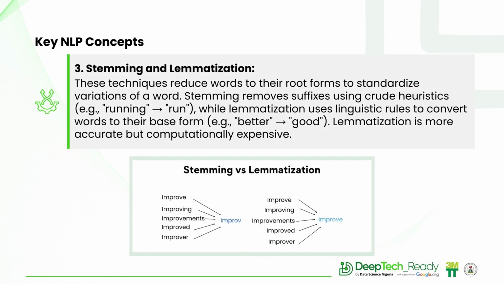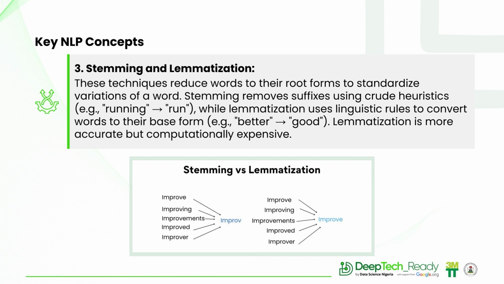And next we have stemming and lemmatization. Both are methods for reducing words to their base forms. Stemming cuts off word endings using simple rules, e.g., running becomes run, flies becomes fly. It's fast but not always accurate. With lemmatization, it uses a dictionary and grammar rules to convert words to meaningful base forms, not just cutting off the end of those words.